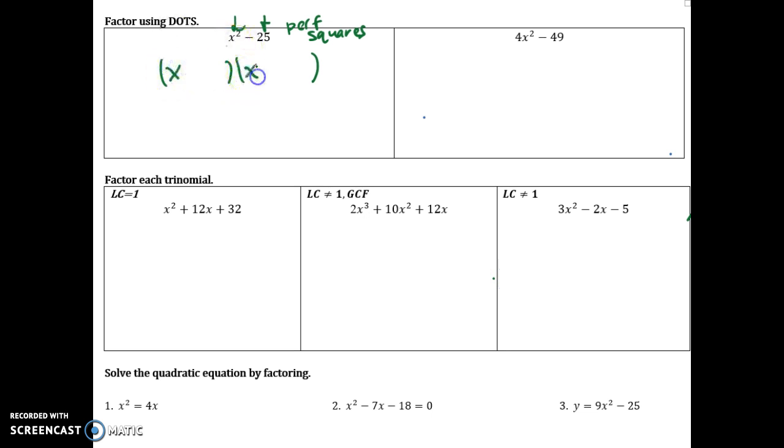X times x is x squared. 5 times 5 is 25, so 5 and 5. To make sure there's no middle number, no x number, you have a positive and a negative.